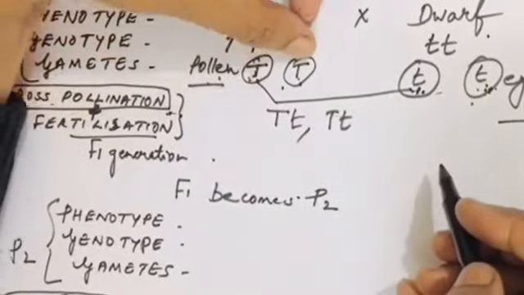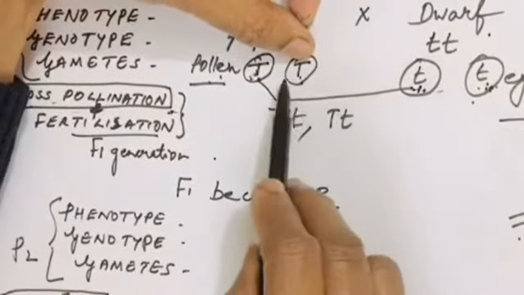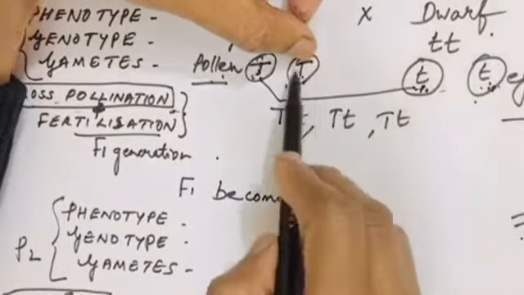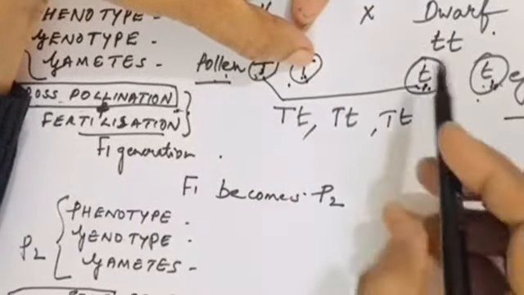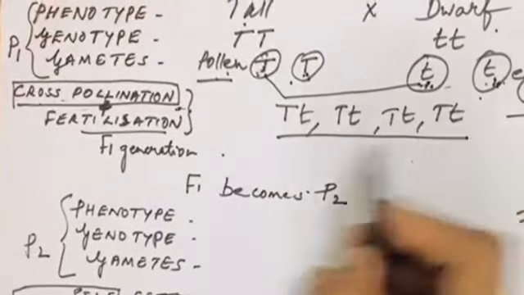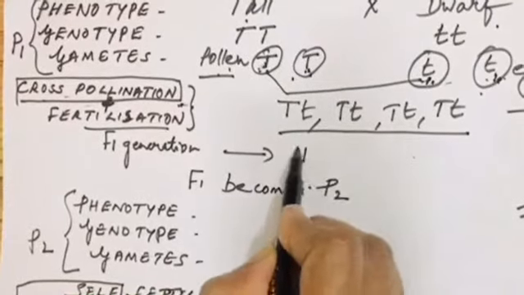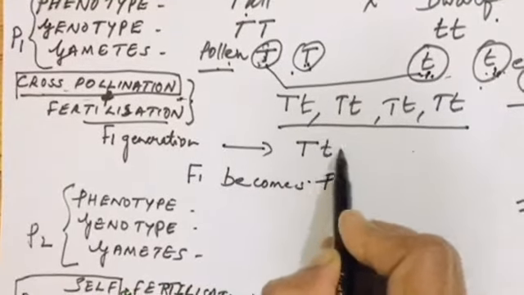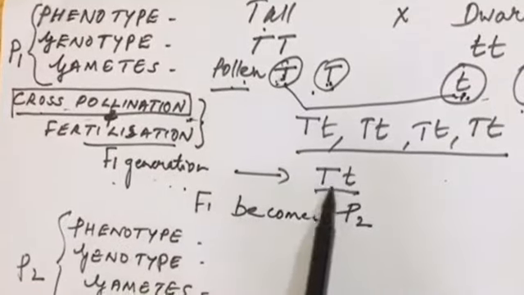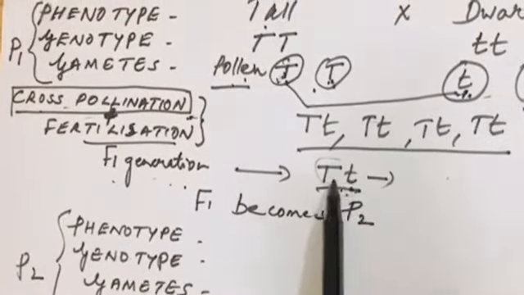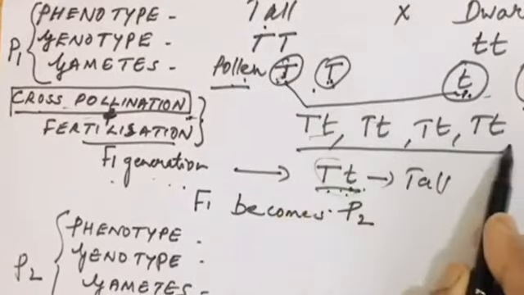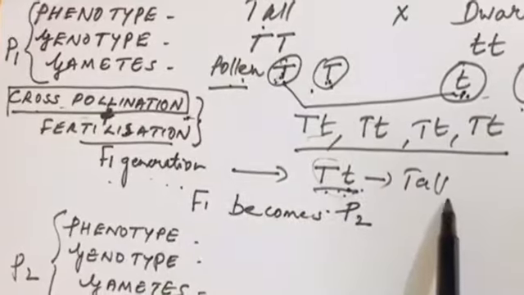Now let us go to the next capital T. Capital T and this small t. Capital T, small t. This will again pair with the other one. So this is how you will represent the F1 generation: capital T, small t. This is the genotype of the F1 generation. Filial generation. Filial means children. So what is this? This is tall. All tall plants he got in the F1 generation.